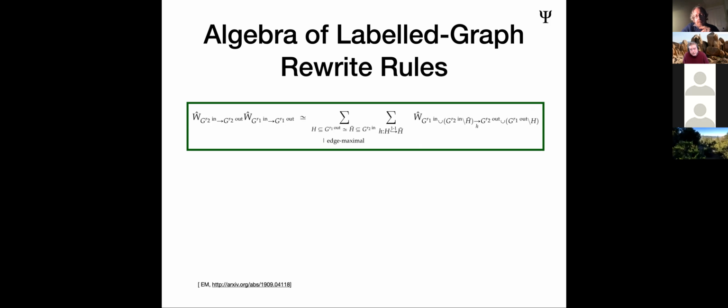So the hard case is, you know, rule 1 fires and does something, and then rule 2 fires and does something. And the result is a sum of other graph grammar rule operators for rules that weren't necessarily in your algebra. And it's a sum over all the possible edge maximal subgraphs of the output of one graph that go into the input of the next graph. So that's this sort of graph subgraph recognition thing.